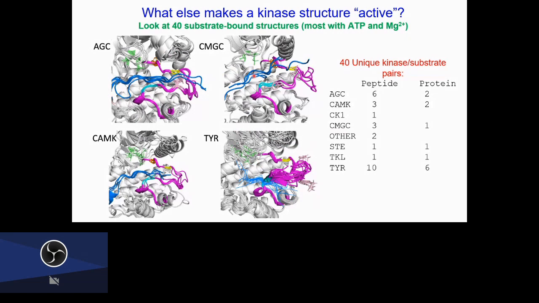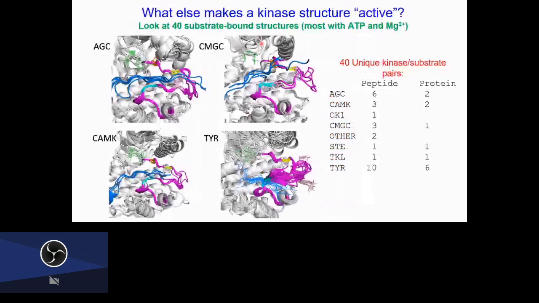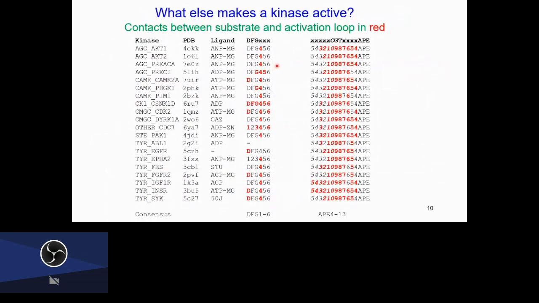And so what makes a kinase active? If we look at interactions between these substrate residues and residues at the beginning of the activation loop and at the end, what I've done for a selection of these is in red, I have marked residues that have contacts between the substrate and residues in the activation loop. And so the 4th residue right after DFG is a contact in almost all of these structures, and then occasionally residues 5 and 6. And there are also interactions with the DFG itself. So the consensus is that at least these first 6 residues, and not really much more beyond that, have contacts with the substrate.